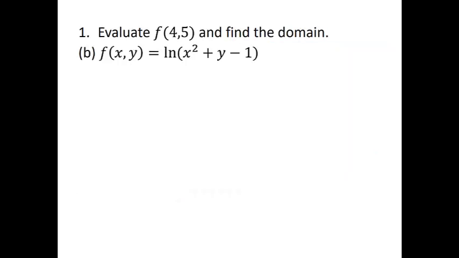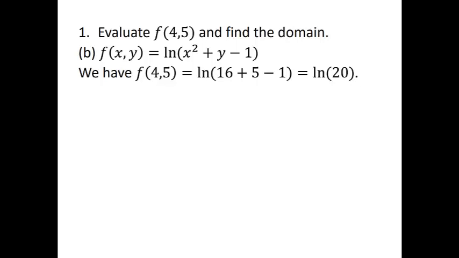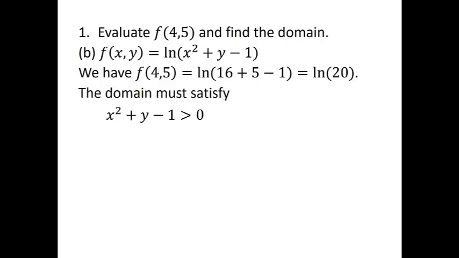Let's do another one. Let's evaluate the function natural log of x squared plus y minus 1 at (4, 5) and find the domain. To evaluate again, we'll replace the value of x with 4 and the value y with 5. So we get the natural log of 16 plus 5 minus 1, or the natural log of 20. For our domain, recall that whatever we take the natural log of must be strictly positive. So x squared plus y minus 1 must be greater than 0. Solving for y, we see that y must be greater than 1 minus x squared.